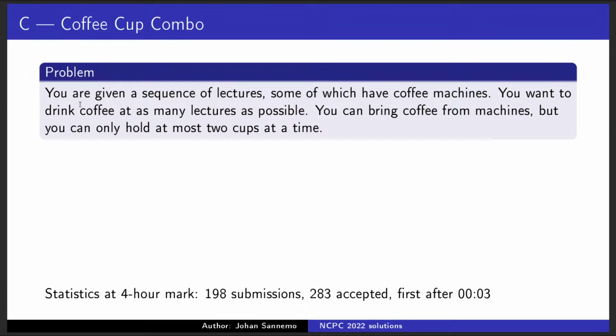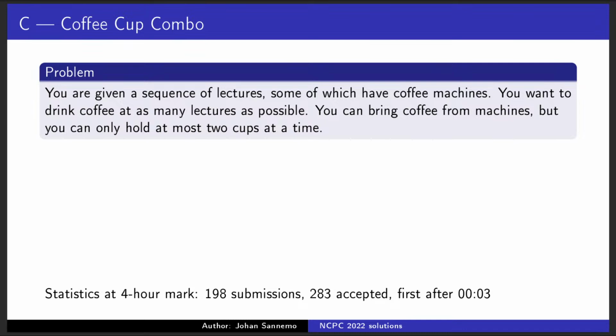In problem C, you are given a sequence of lectures. Some of them have coffee machines and some of them don't. You want to drink coffee in as many lectures as possible. But you can bring coffee from the coffee machines, but you can only hold 2 cups at once. So you have to be a bit strategic with how you manage the coffee.